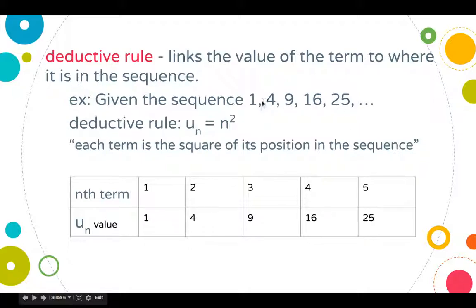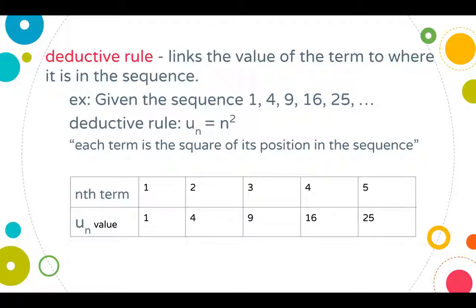Instead, I want to look at the position that each term is in and see if I can figure out a pattern to figure out the value of the term based on its position in the sequence. So I made a table again, and I filled in, okay, here's the first term, second term, third term, and I filled in the value of each term. And I'm asking myself, is there a relationship where I can determine the value of the term based on its position? So you might say, it looks like 1 squared gives me 1, 2 squared gives me 4, 3 squared gives me 9, 4 squared gives me 16. It looks like the position is actually helping me to figure out the value of that term.